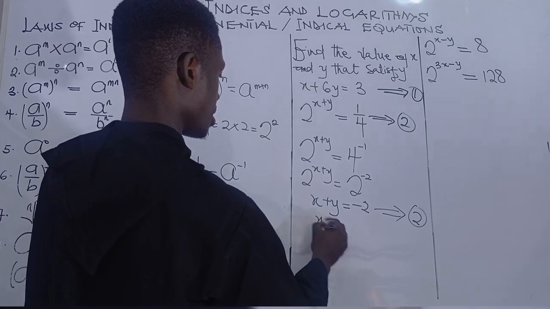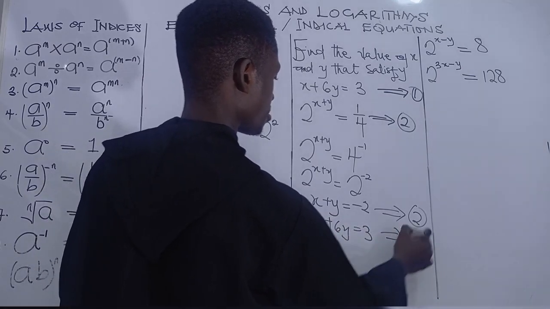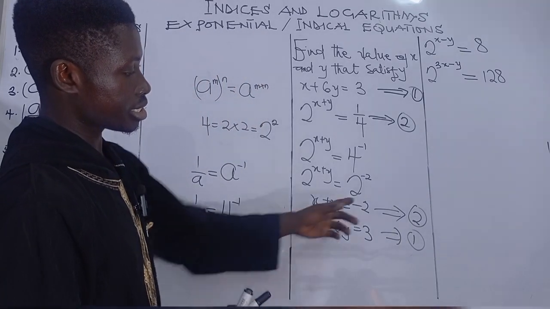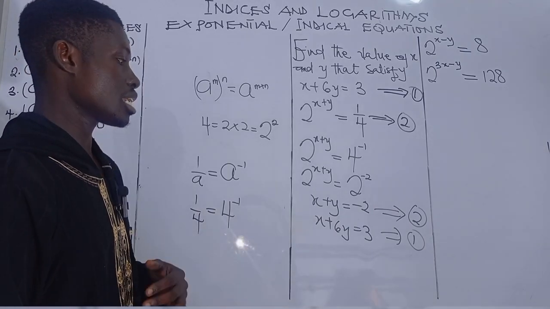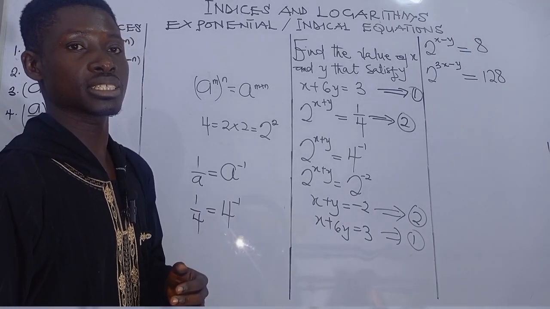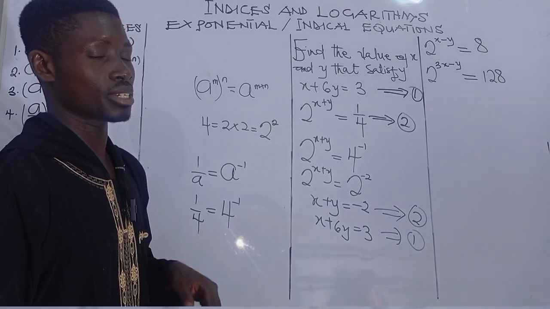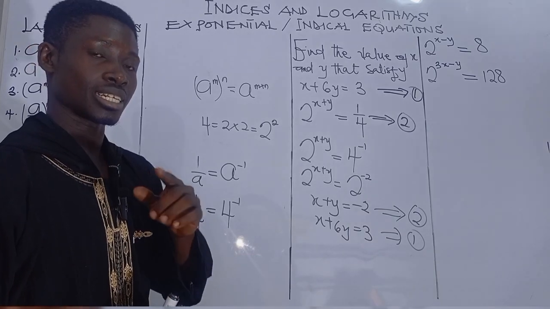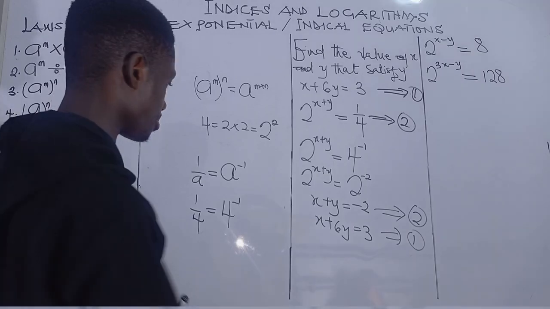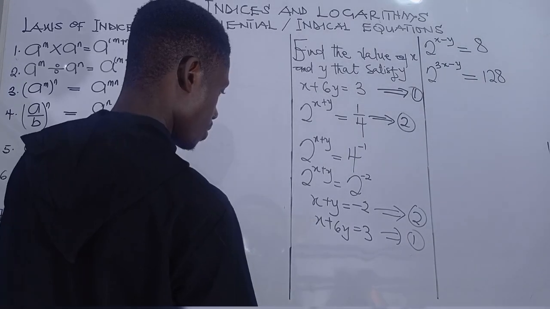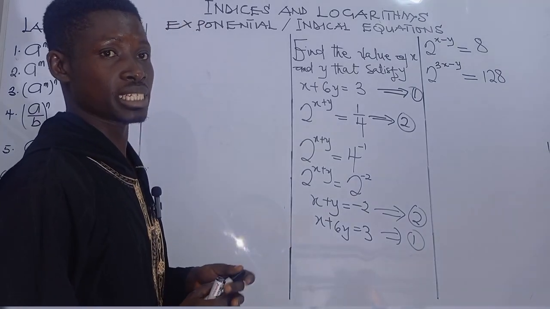So we have a system of two equations and we can solve them simultaneously. In doing that, we can use various methods. We can use the elimination method, the substitution method, the graphical method. You can even use Cramer's rule. The calculator is also there to assist you to find the value of x and y. So let's stick to one of them. Let's use the elimination method.